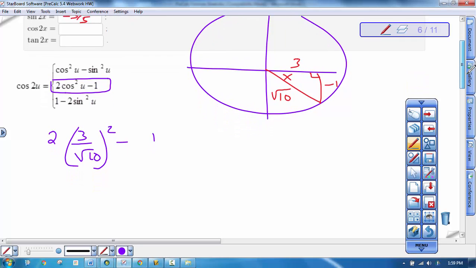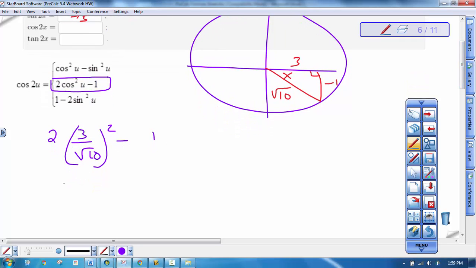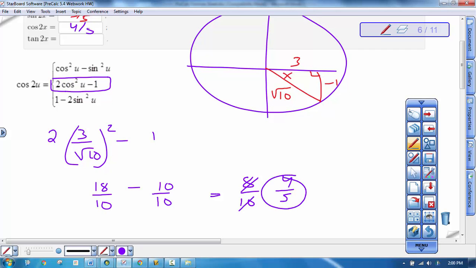All right, that turns into, if I simplify this, 2 times 9 over 10, minus 1, which is 18 over 10, minus 1. I'll get a common denominator by multiplying top and bottom by 10. That gives me 8/10, which simplifies to 4/5. So 4/5 would be my answer for that one.